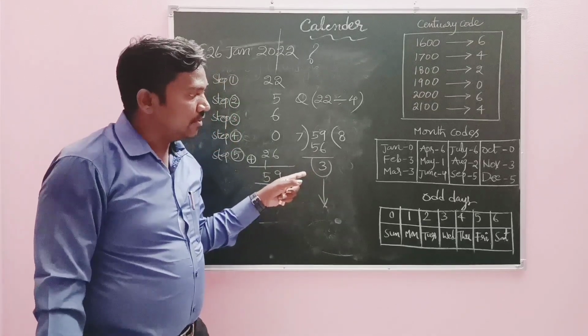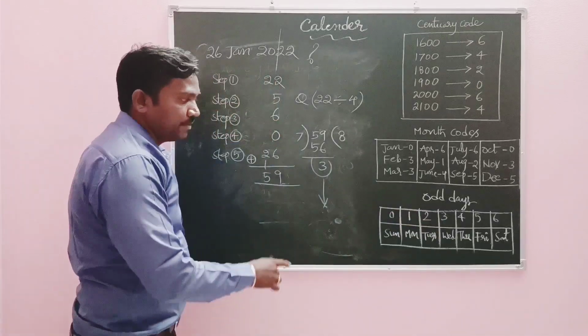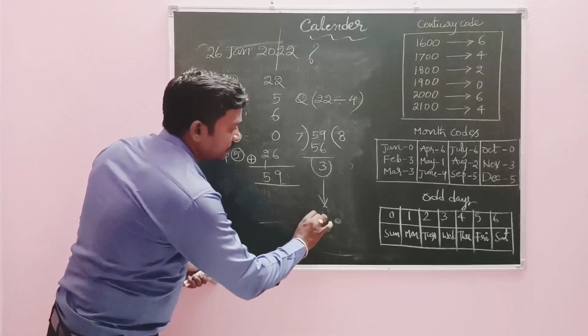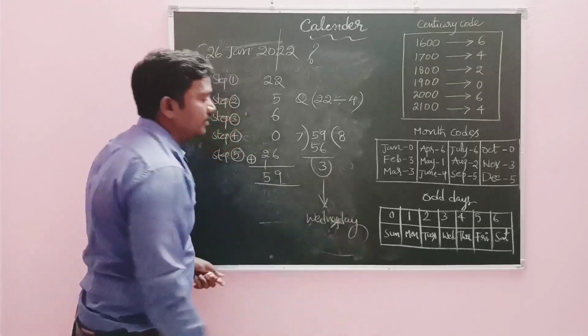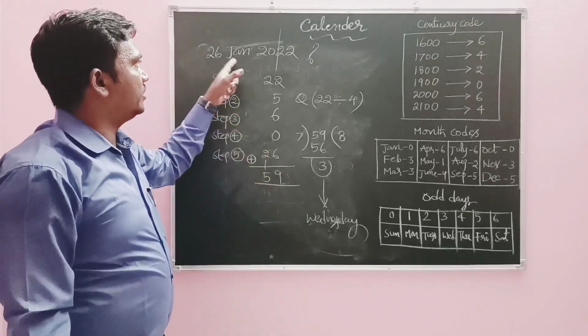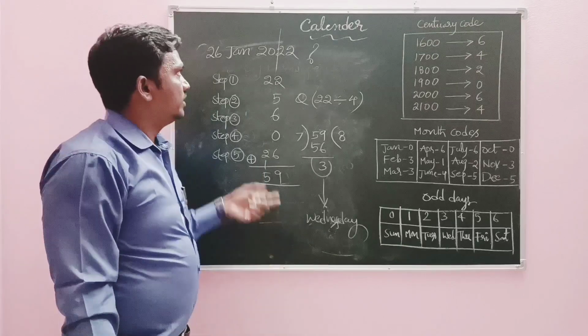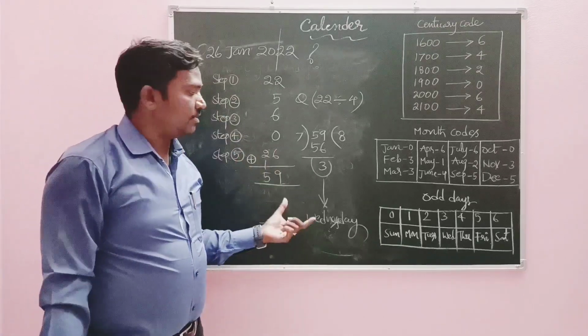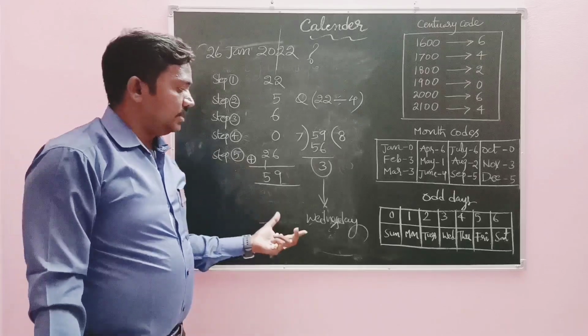What is the code for the number of odd days? 3 represents Wednesday. So January 26, 2022 will be Wednesday. We know that is Republic Day. So the upcoming Republic Day will be on Wednesday.